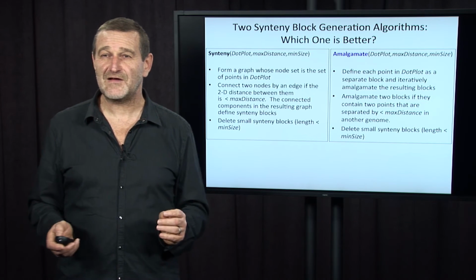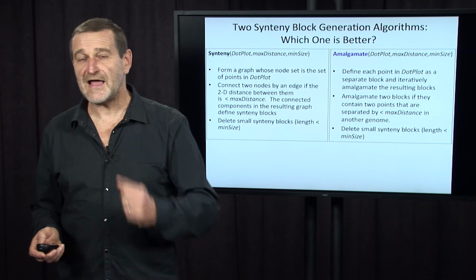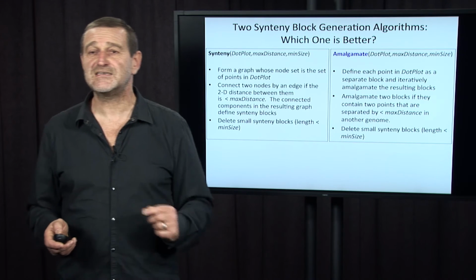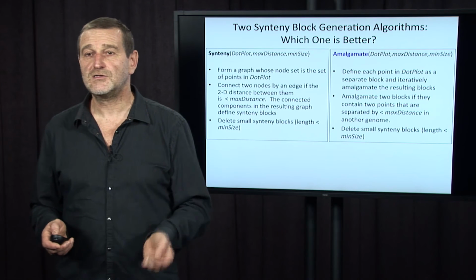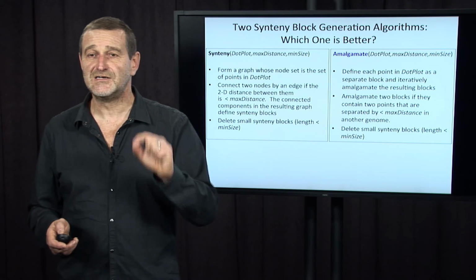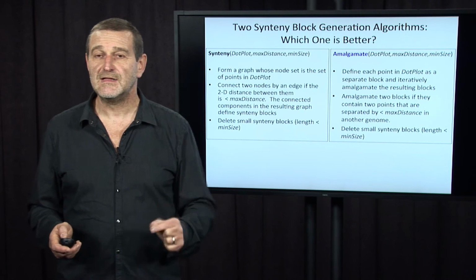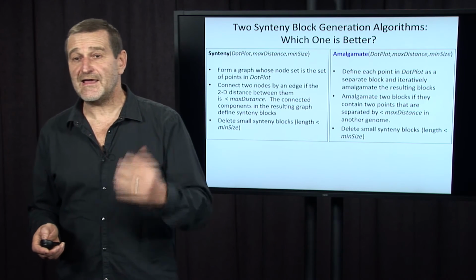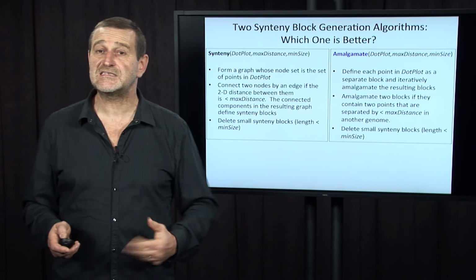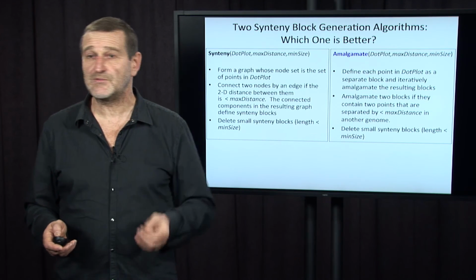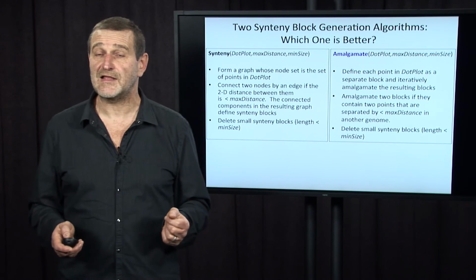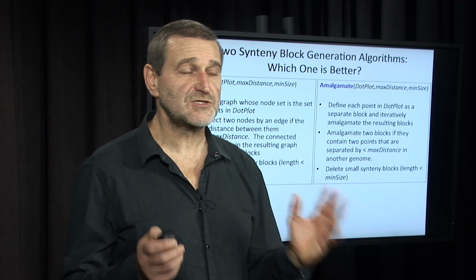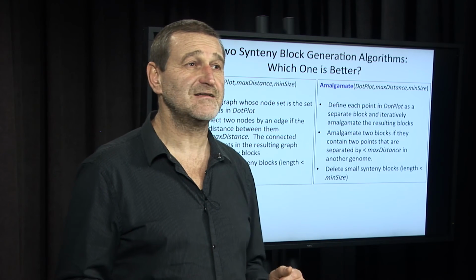Unfortunately, in bioinformatics, it's not as simple. I have been working on the problem of Synteny block generation for 10 years now, and I failed to formulate this problem as a rigorous algorithmic problem. And that's why we are at the mercy of our intuition. Some people may like the Synteny algorithm better, other people may like the amalgamate algorithm better. How would we choose? The choice should be made based on the practical results.